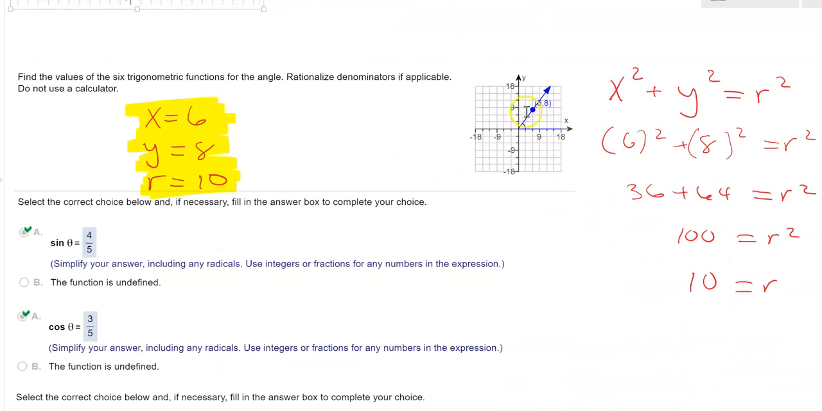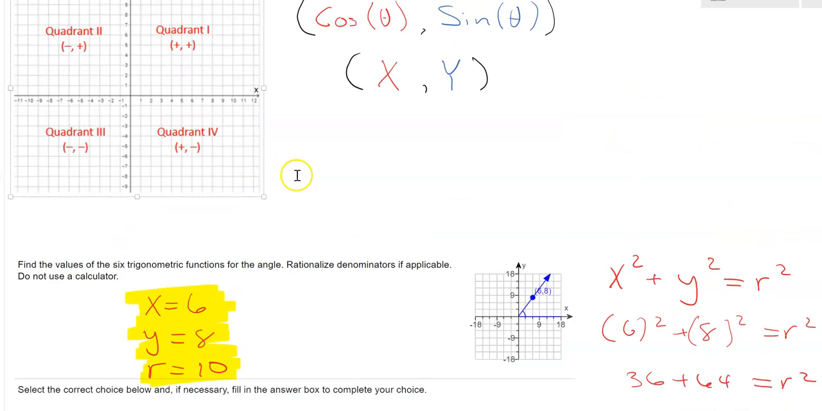So in this first problem, you're given a placement on the unit circle, and we're given that the values are 6 and 8. So we can look at this as cosine is 6 or x is 6, or my sine is 8. So that means we need to find the radius length. And in order to do that, we're using the Pythagorean theorem. And here we go. We have that here. And then we're just using those and reducing it.